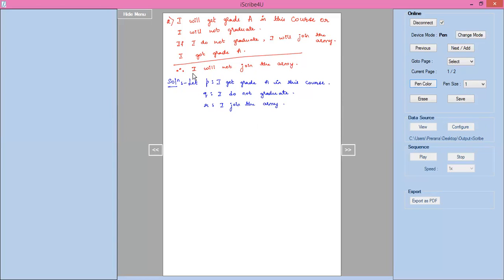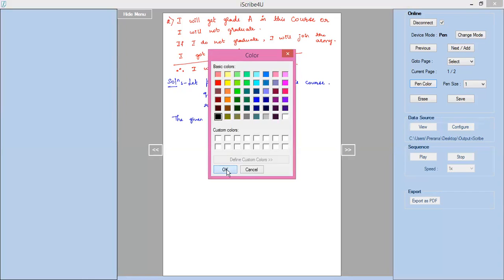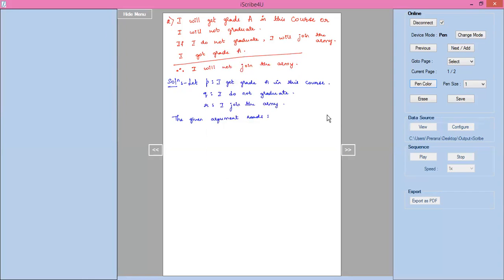Now the given argument reads, and we will write it down symbolically. The first one is P or Q. I will get grade A in this course is P. There is an or in the middle. I will not graduate is Q. So the first statement reads P or Q. Second one: if I do not graduate, I will join the army.